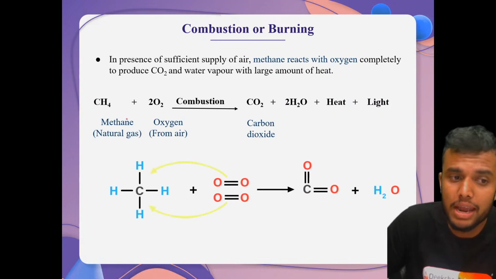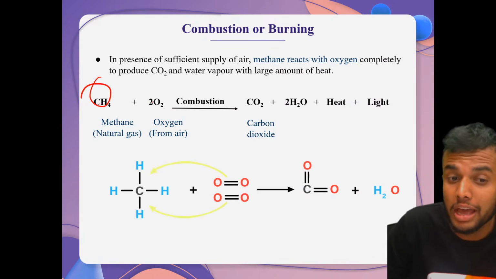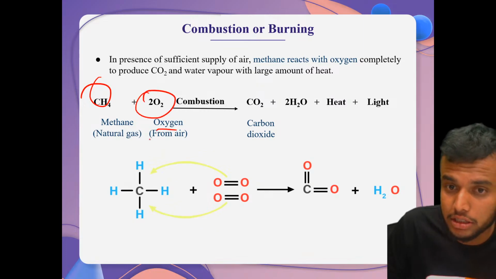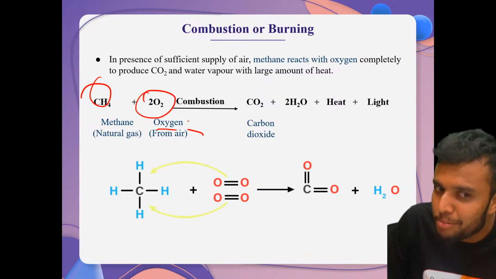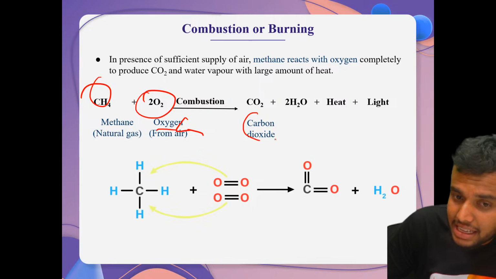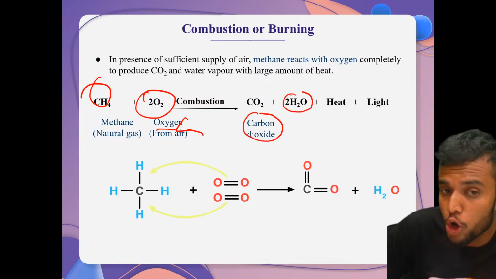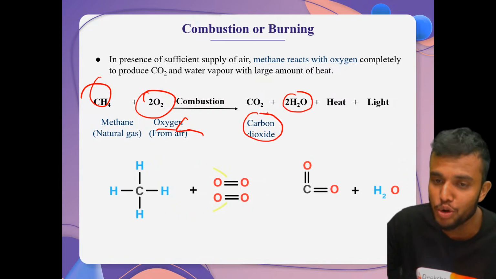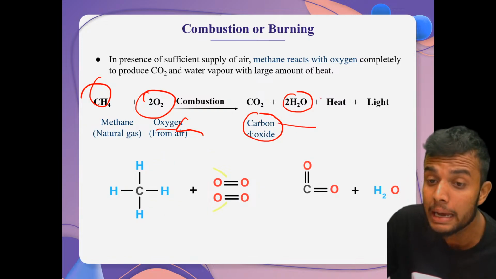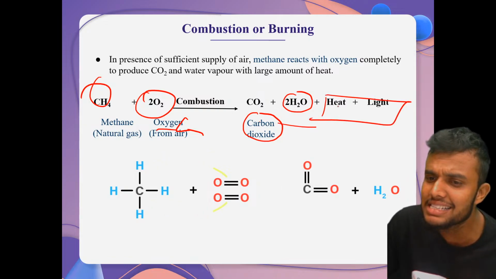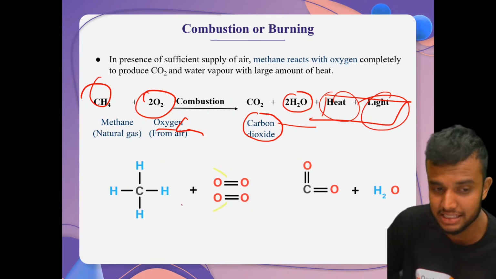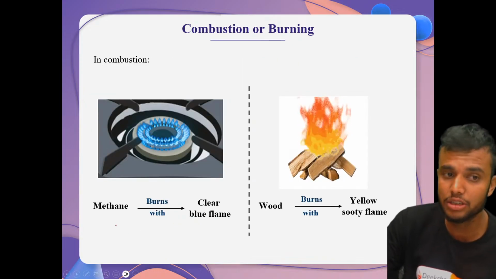Combustion is nothing but whenever we heat a carbon molecule in the presence of an excess amount of oxygen, not limited, excess amount of oxygen, what happens? It releases carbon dioxide and water molecules. It is completely converted into CO2 and H2O, and it releases a large amount of heat and light. This reaction is called combustion.